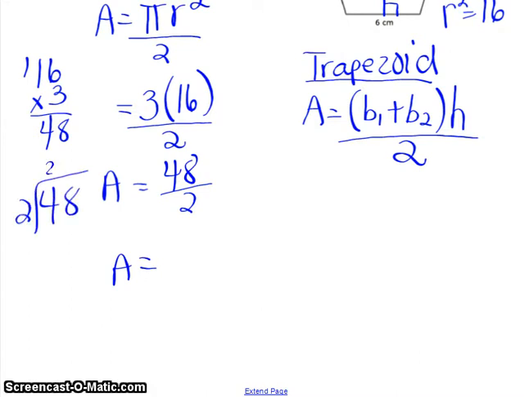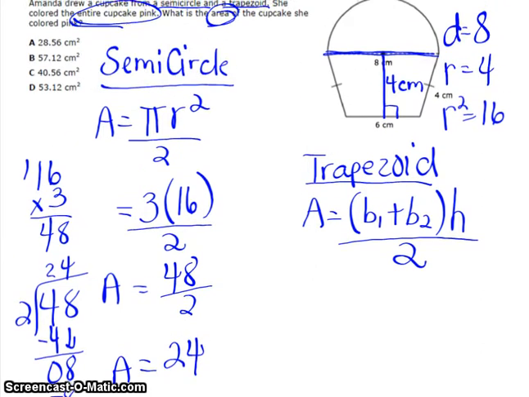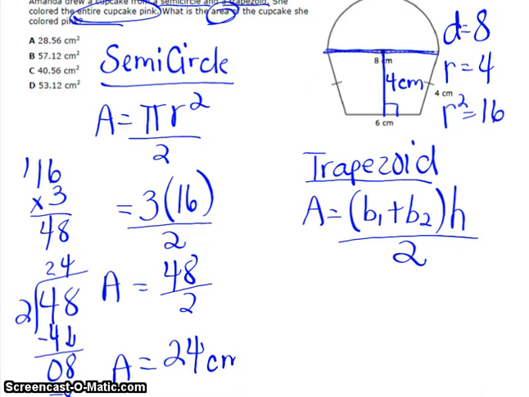2 goes into 4 2 times. When I multiply, I get 4. When I subtract, I get 0. Bring down your 8. 2 goes into 8 4 times. 4 times 2 is 8. When I subtract, I get 0. So the area of the semicircle is 24 centimeters squared. Okay, so I have the semicircle. It is 24 centimeters squared. Now I have to find the area of the trapezoid.